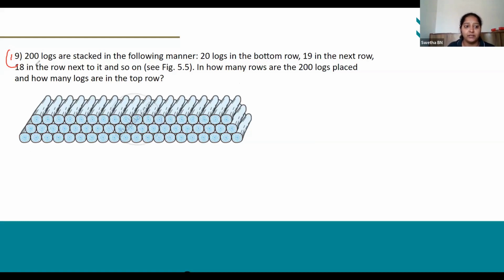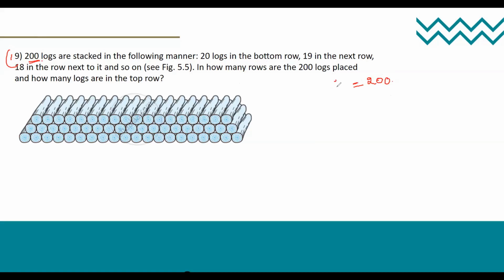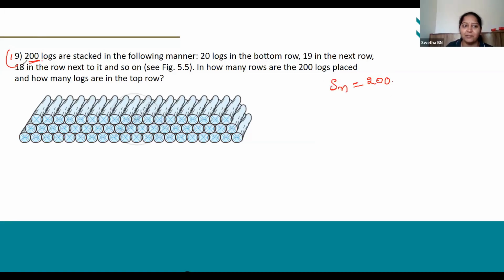See, how many logs are there? 200. What is this 200? Tell me what is 200. The total number of logs is 200. Yes, very good. It is Sn, the total number of logs. So it is Sn. See, 200 logs have been arranged in this manner.